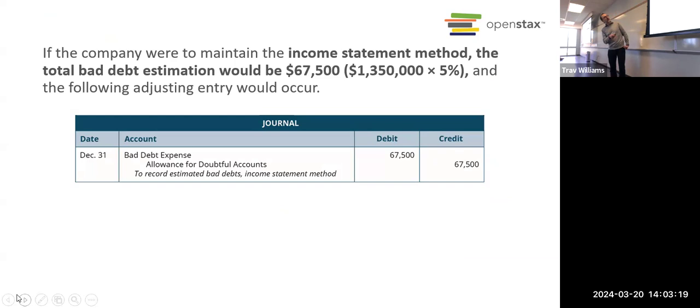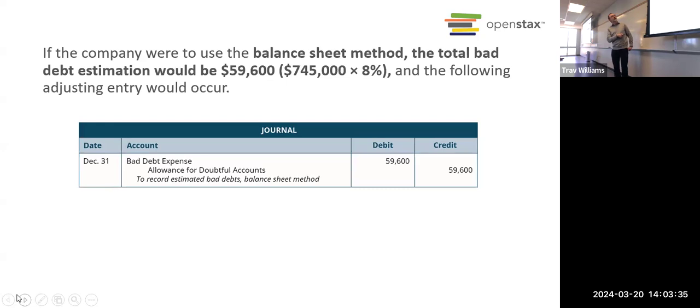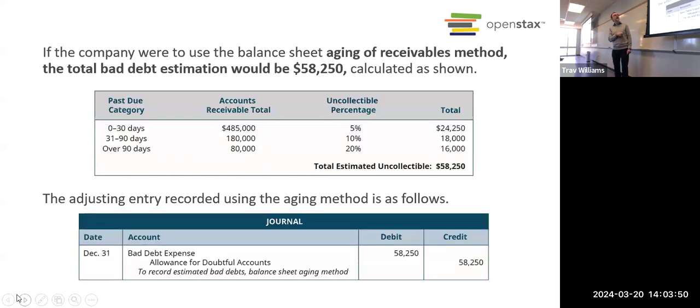So if we estimate bad debt with the income statement method, we take credit sales times whatever percentage, right? And then the journal entry looks like this. It's a debit to bad debt expense, a credit to allowance for doubtful accounts. If we use the balance sheet method, same thing. It's just that we're taking accounts receivable times a percentage. But the journal entry is the same, right? It's also debit to bad debt expense, credit to allowance for doubtful accounts.